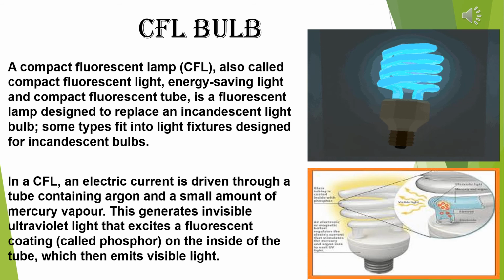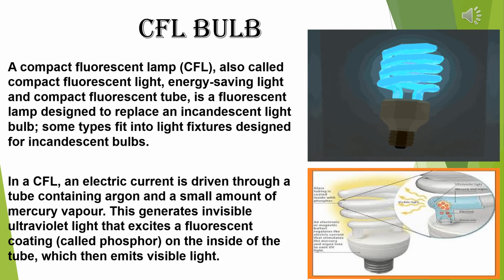Now, what is a CFL bulb? A compact fluorescent lamp, CFL full form, also called compact fluorescent light, energy saving light and compact fluorescent tube, is a fluorescent lamp designed to replace an incandescent light bulb. Some types fit into light fixtures designed for incandescent bulbs. See, one incandescent bulb picture I have given. It will glow when you see the video.